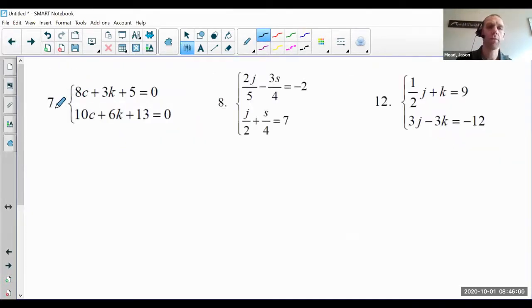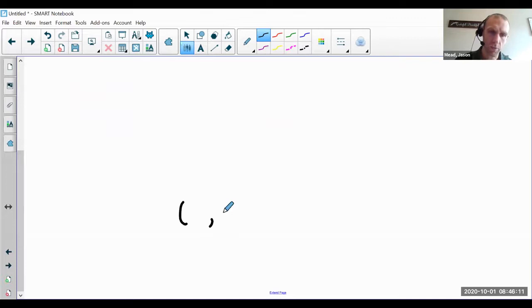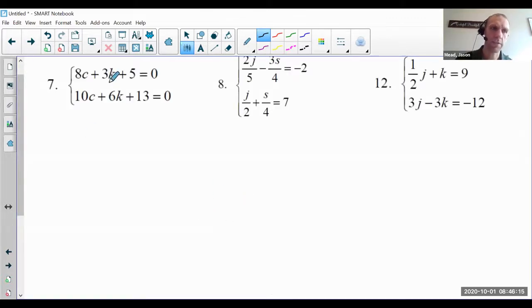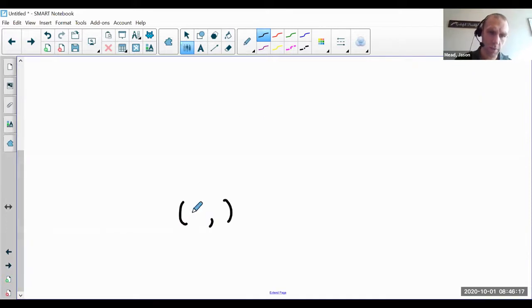So number 7, now notice a lot of these problems have letters that aren't x and y. So when I write the answer, I'm still going to write it as a point, and it's going to be alphabetically. So in this case, C and K, C would come first and K would come second. So you kind of go in the order of the alphabet.